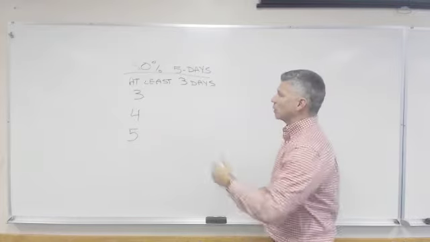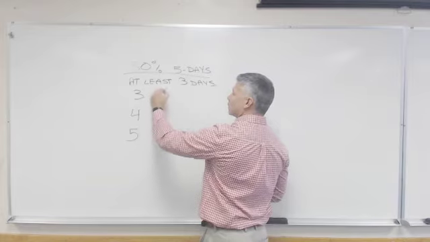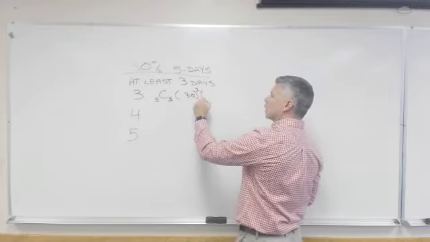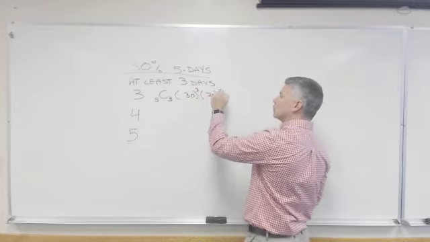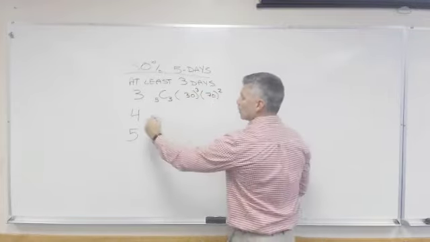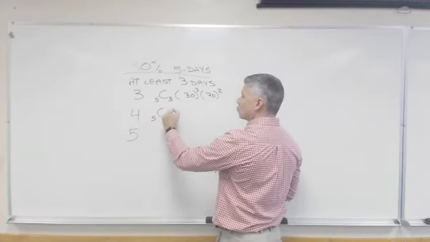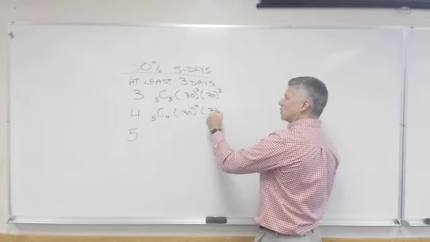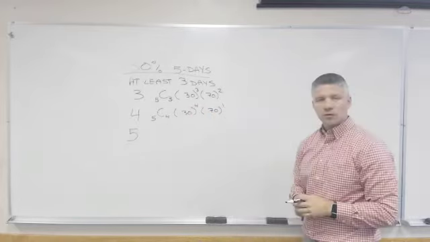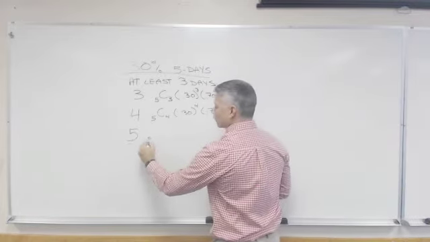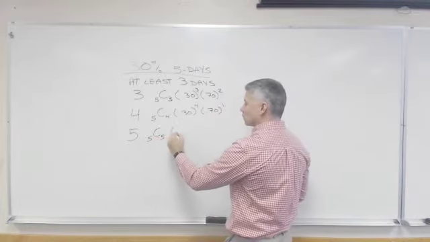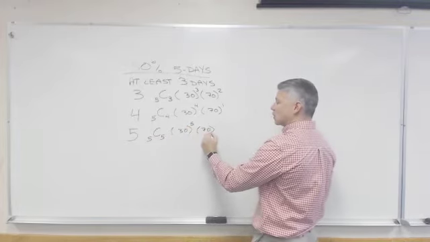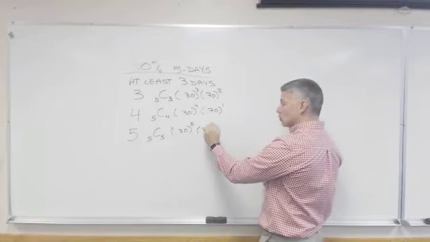Let's take our formula and set it up the same way. 5 days, 3 of them it rains, 30% chance it rains for 3 days, 70% chance of sun for 2 days. 5 days, 4 days it rains, 30% chance 4 days of rain, 70% chance 1 day of rain. 5 days, 5 days of rain, 30% chance for 5 days of rain, 70% chance for 0 days of rain.